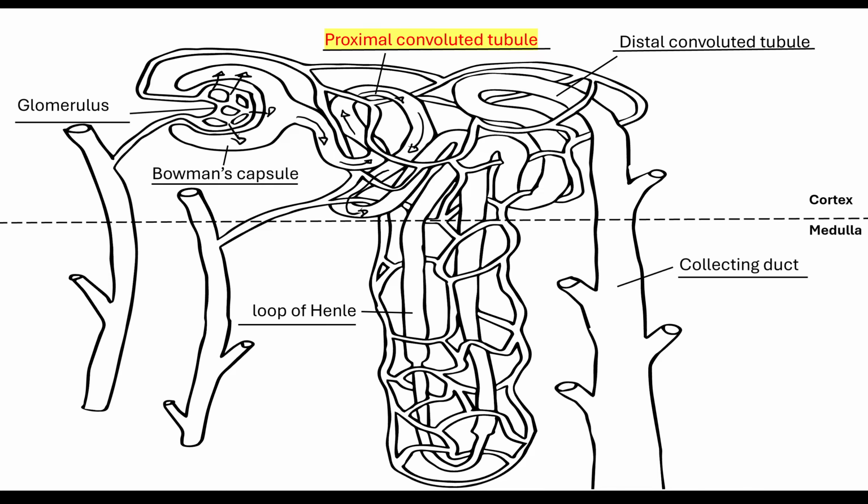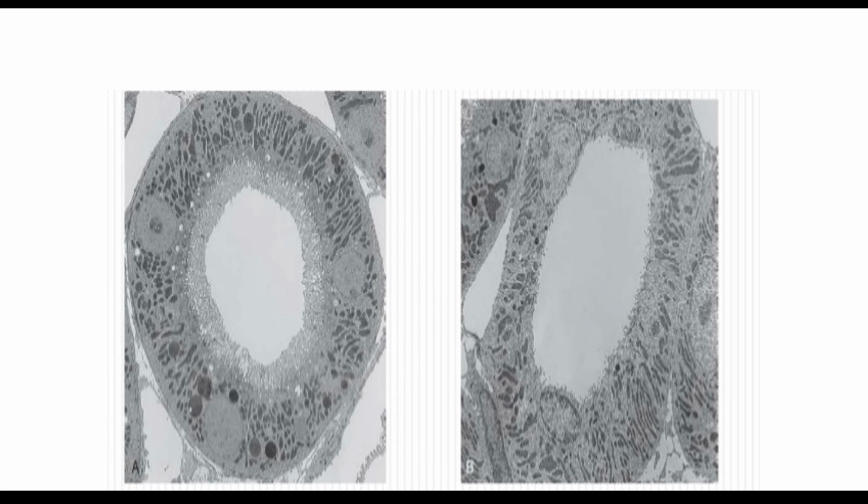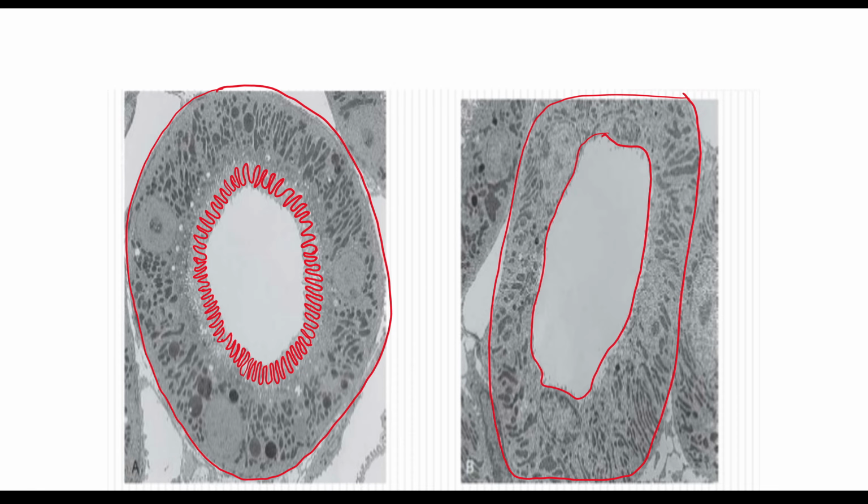Now remember, these are all in the cortex part of the kidney structure. So when we look at the proximal convoluted tubule, we like to compare it with the distal convoluted tubule. And the first thing to note is if you look, you can clearly see there's a brush border around the proximal convoluted tubule compared to the distal convoluted tubule. That is one distinguishing feature. The second distinguishing feature is that you can see there's a smaller lumen in the proximal convoluted tubule compared to the distal convoluted tubule.